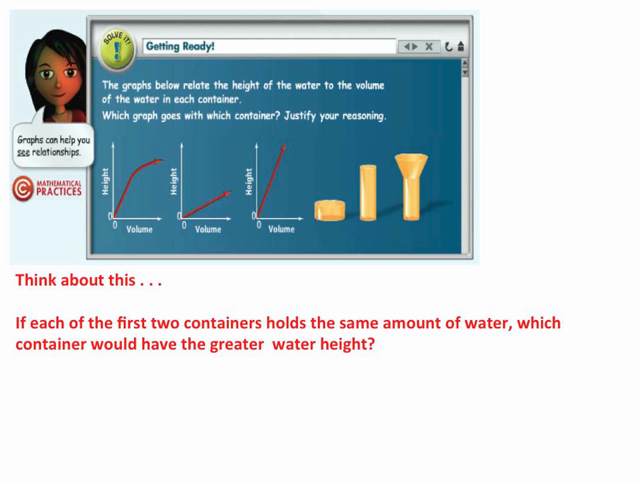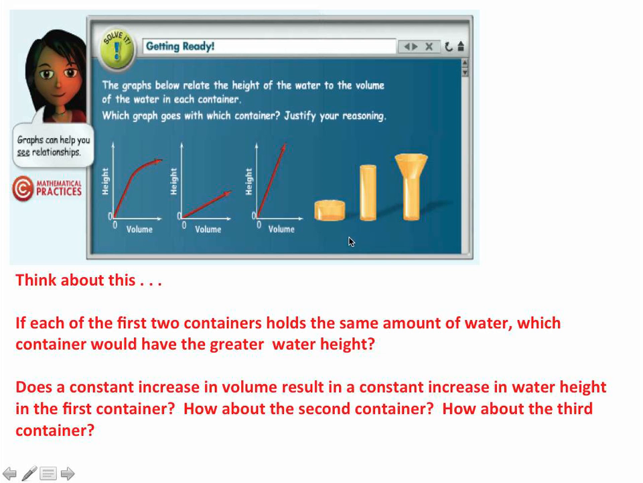So if each of the first two containers holds the same amount of water, which container would have the greater water height? Alright, so both of these have the same amount of water in them. Which one would have a higher height? Hopefully you would think it would be this one, because this one will rise up faster because it's skinnier.